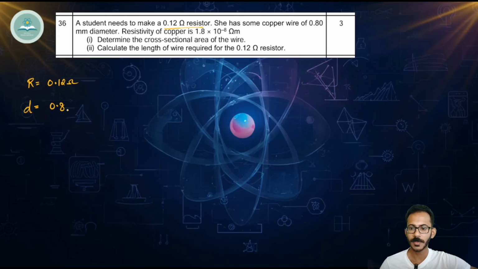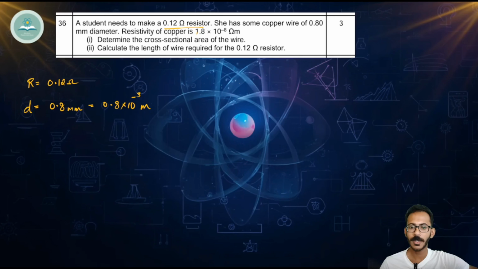We should write everything in SI unit. So millimeter, when we convert to meter, it should be divided by 1000. So 0.8 divided by 1000, which is the same as into 10 raised to minus 3. That is 0.8 into 10 raised to minus 3 meter will be the diameter. Now the resistivity is also given, that is 1.8 into 10 raised to minus 8 ohm meter. So resistivity is equal to 1.8 into 10 raised to minus 8 ohm meter.